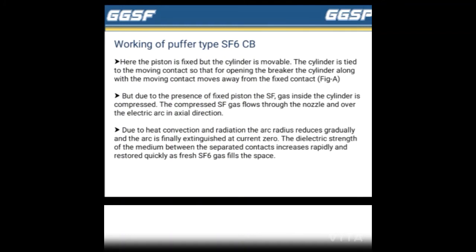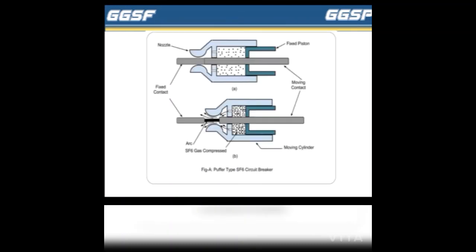Working of puffer type circuit breaker: here the piston is fixed but the cylinder is movable. The cylinder is tied to the moving contact so that on opening of the breaker, the cylinder along with the moving contact moves away from the fixed contact. In figure A, you will see that due to the presence of the fixed piston, the SF6 gas inside the cylinder is compressed. The compressed SF6 gas flows through the nozzle and over the electric arc in the axial direction.